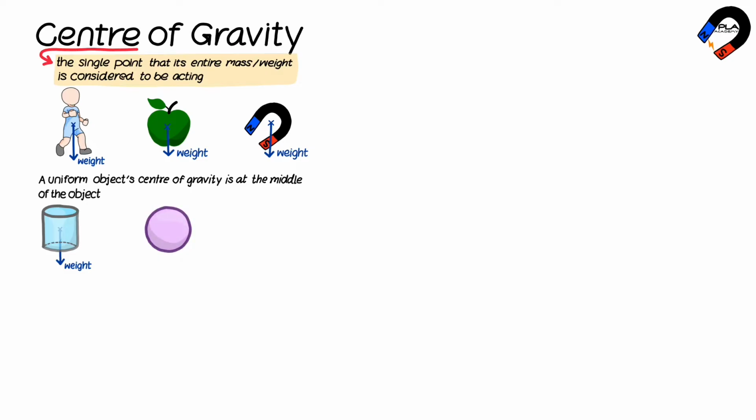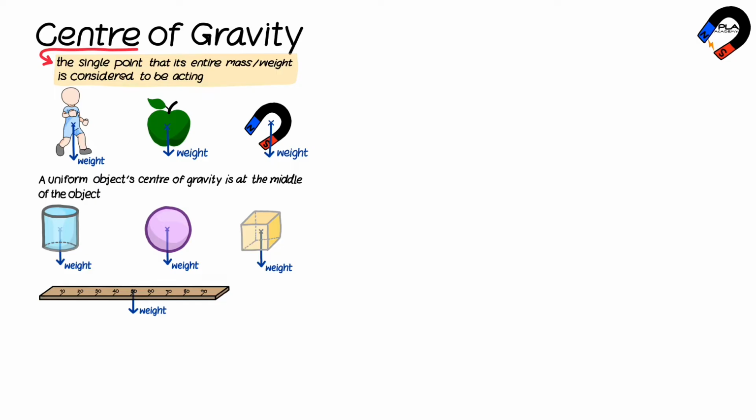A uniform object's center of gravity is at the middle of the object. For example, a uniform cylinder has its center of gravity at here. A uniform sphere has its center of gravity at the center. A uniform cube has its center of gravity at here. A uniform wooden meter rule has its center of gravity at the 50 centimeters mark.